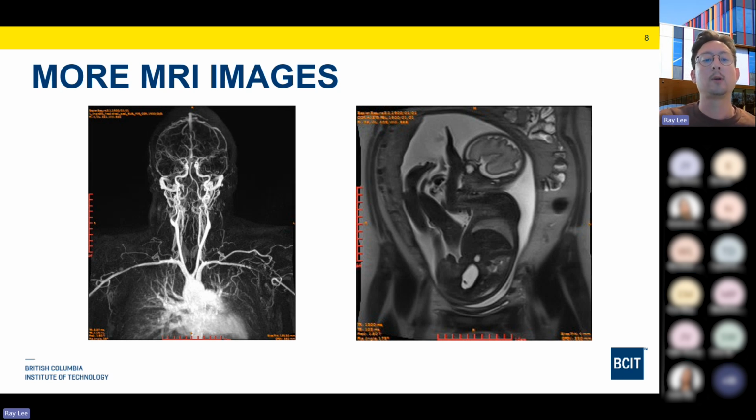And then the picture on the right here just shows an image of a fetal MRI. This is where we can image babies and their mom as well. And it's safe to do just because we don't use any of the ionizing radiation as used in some of the other imaging modalities.